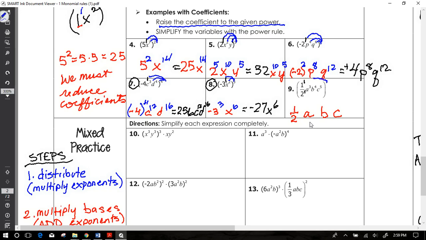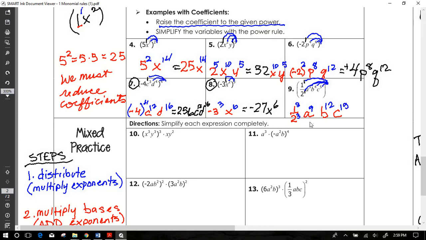So 3 times the one on top is 3. 3 times the one on bottom is 3. 3 times 3 is 9 above the A. 3 times 4 is 12 above the B. 3 times 5 is 15 above the C.